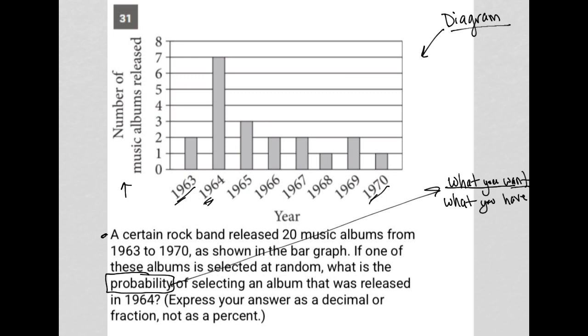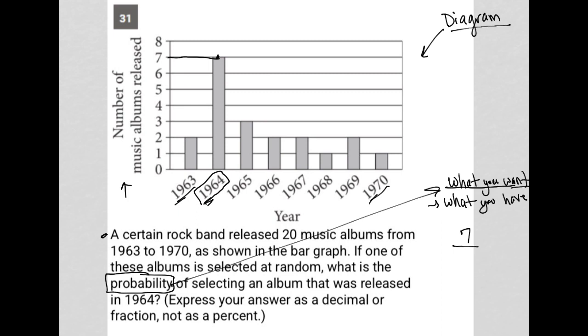So probability of selecting an album that was released in 1964. So what do you want? You want an album released in 1964. How many albums were released in 1964? There were 7 albums released in 1964. So my numerator is 7.